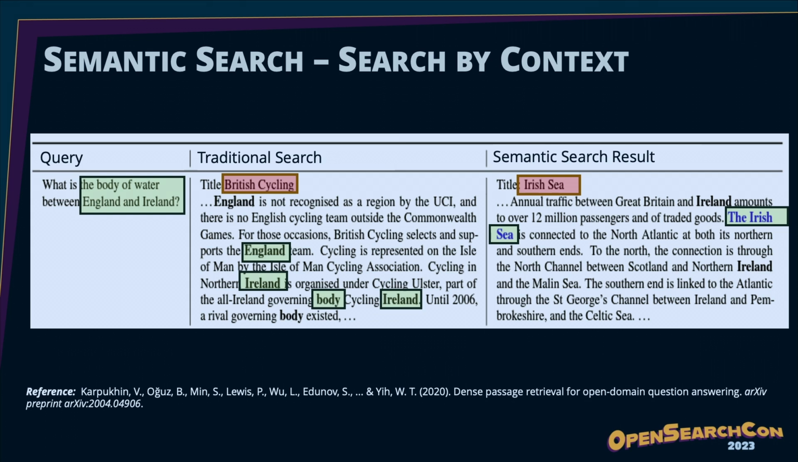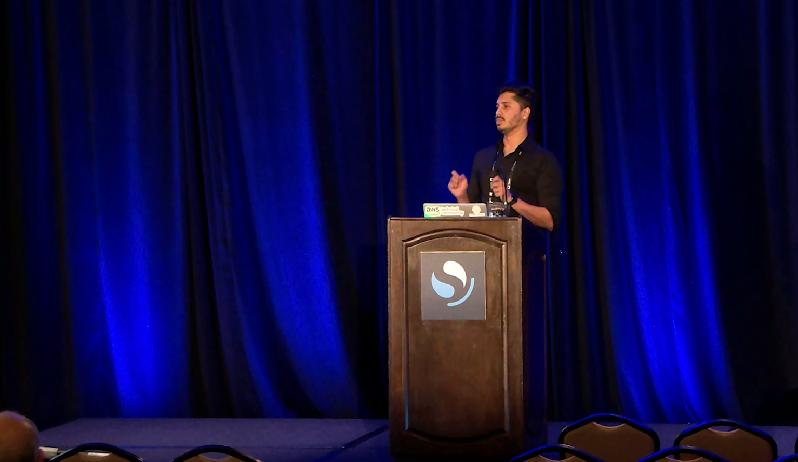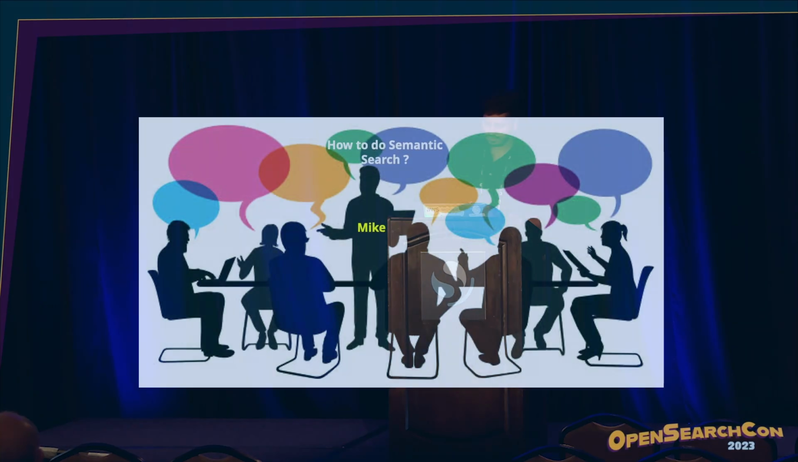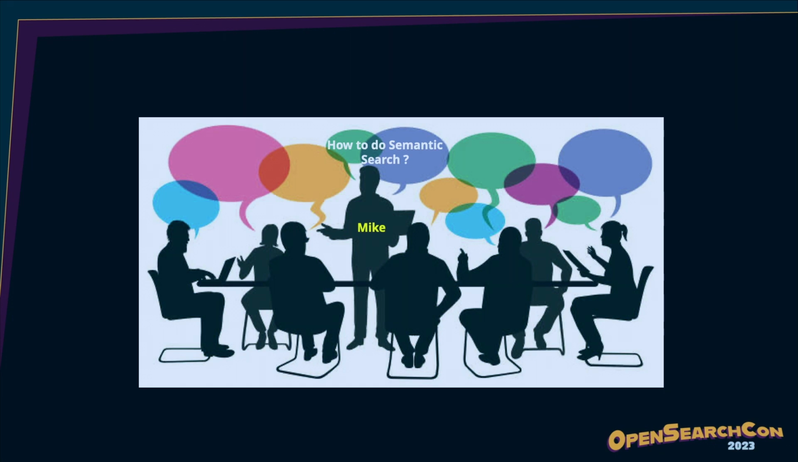Whereas look at the next semantic search result, which talks about the Irish Sea. This is the relevant result that we are looking for, and the semantic search was able to understand the query intention and bring back the right result. So semantic search is all about improving relevance by understanding the user's query, not by just overlapping the keywords between the query and document.